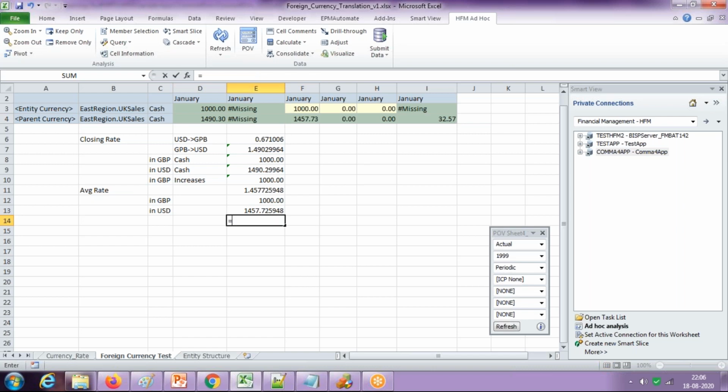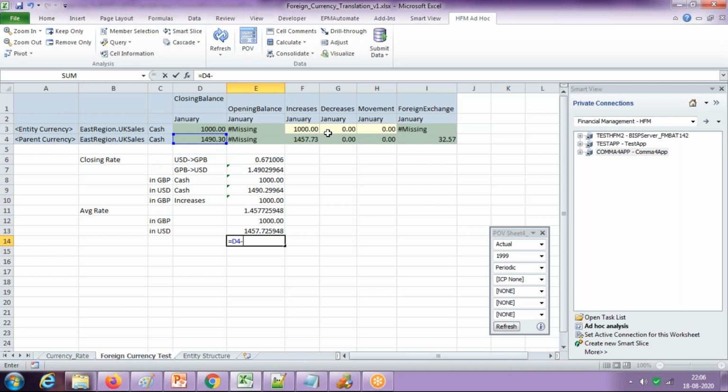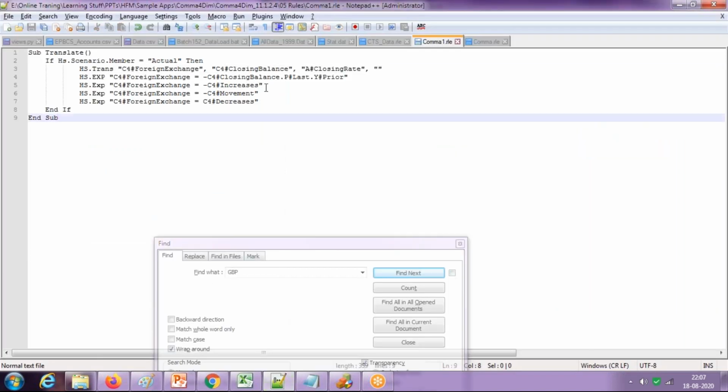How did you get this 32.57? Your closing balance minus increases, because the sign reverses. So whatever number you put in increases, we use a switch sign for flow. It means whatever number you input, I input 1000, this becomes minus 1 multiplied by 1000, minus 1000. Isn't it? This is how you get 32.57. So this is the second part of your line code. Foreign currency exchange minus increases.